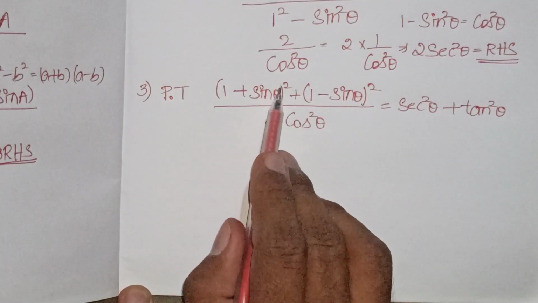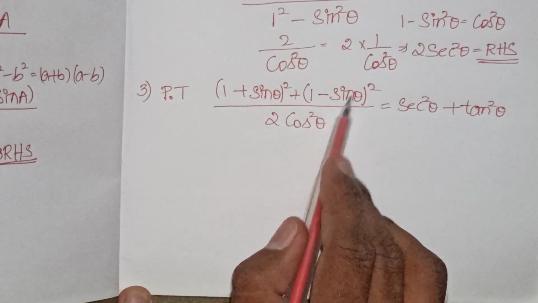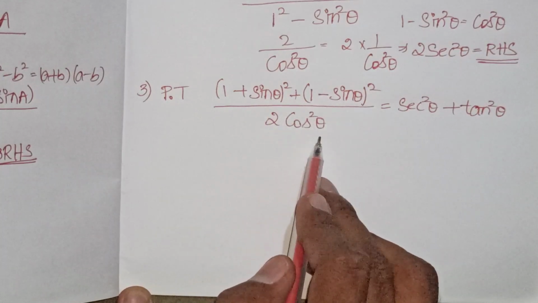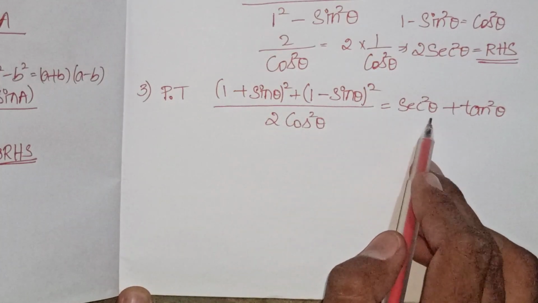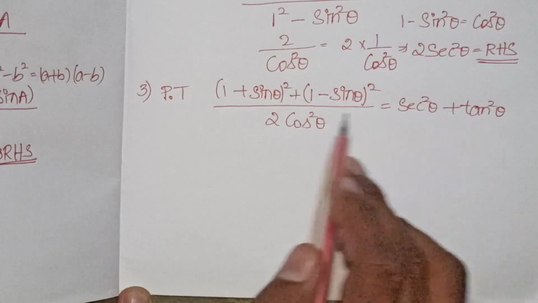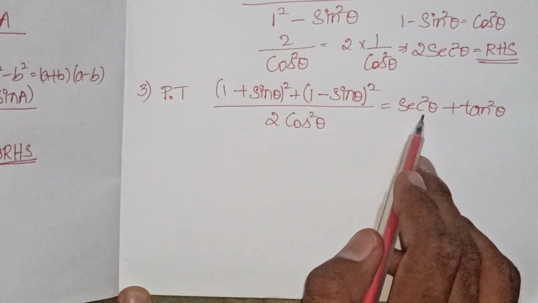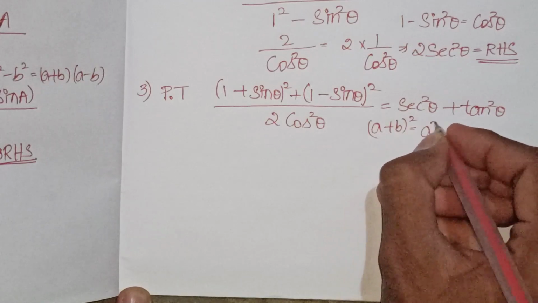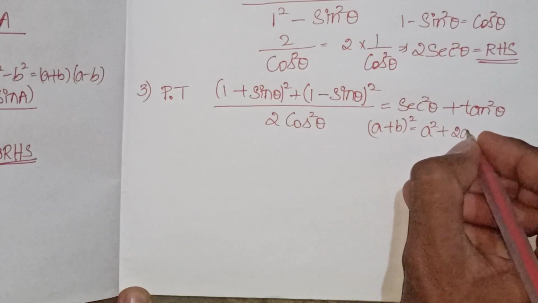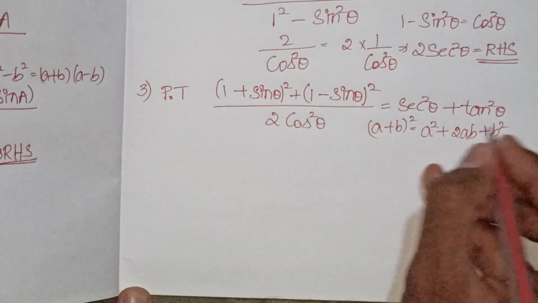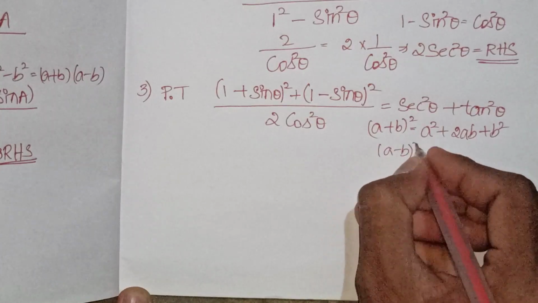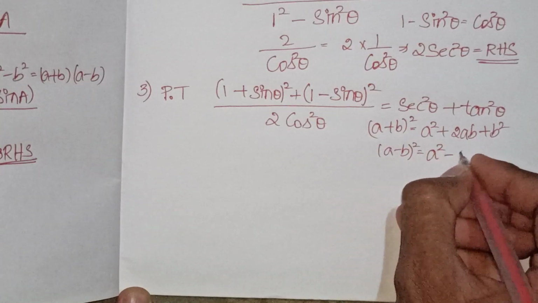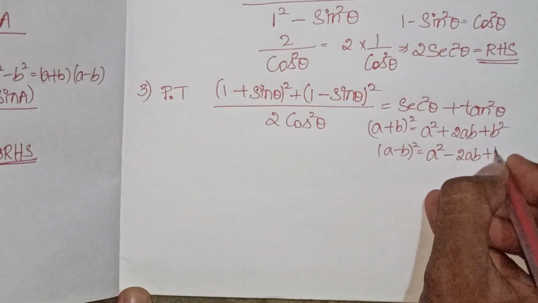1 plus sin theta whole square plus 1 minus sin theta whole square divided by 2 cos square theta will be equal to secant square theta plus tan square theta. By taking LHS, we need to prove RHS. In the LHS, we have the form a plus b whole square. It will be equal to a square plus 2ab plus b square, and a minus b whole square will be equal to a square minus 2ab plus b square.